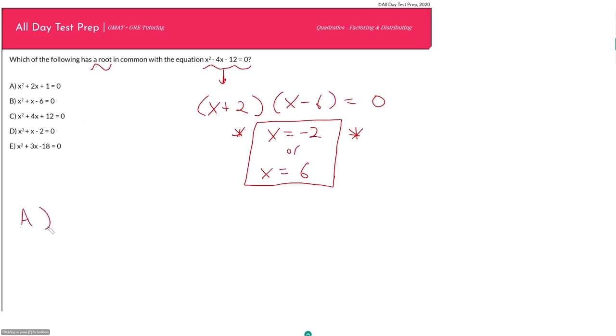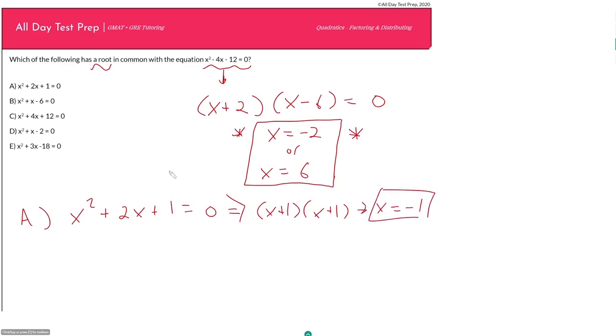But starting with A, x squared plus 2x plus 1 is equal to 0. So if we want to factor this, we just need two numbers that multiply to 1 and sum to 2. So this is going to be a special quadratic, x plus 1 times x plus 1. And so this one only has a single root of x is equal to negative 1, which isn't one of the roots we are looking for. So A is out. What about B?